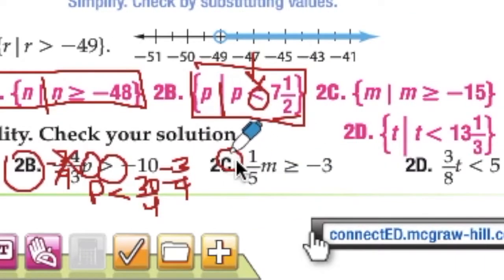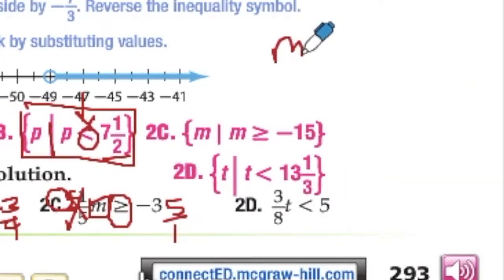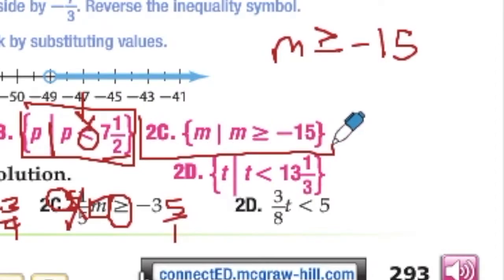For 2c, we're going to multiply by 5 over 1 to isolate the variable m. And when I multiply by 5 over 1, I do not need to flip the inequality symbol. What I have left there is m is greater than or equal to negative 3 times 5, which is negative 15. The solution set for 2c is m such that m is greater than or equal to negative 15.